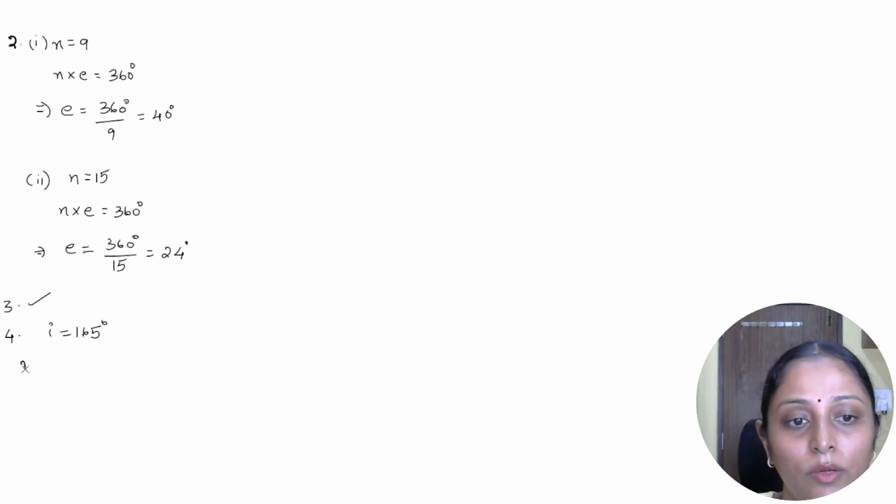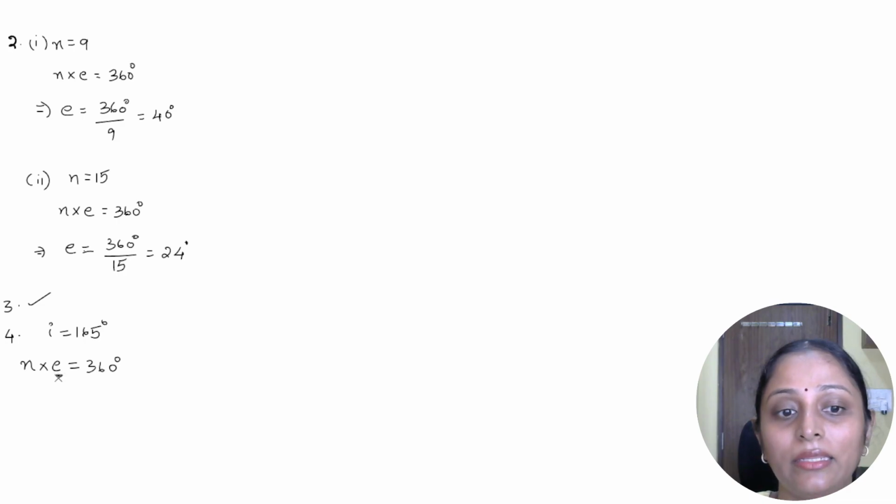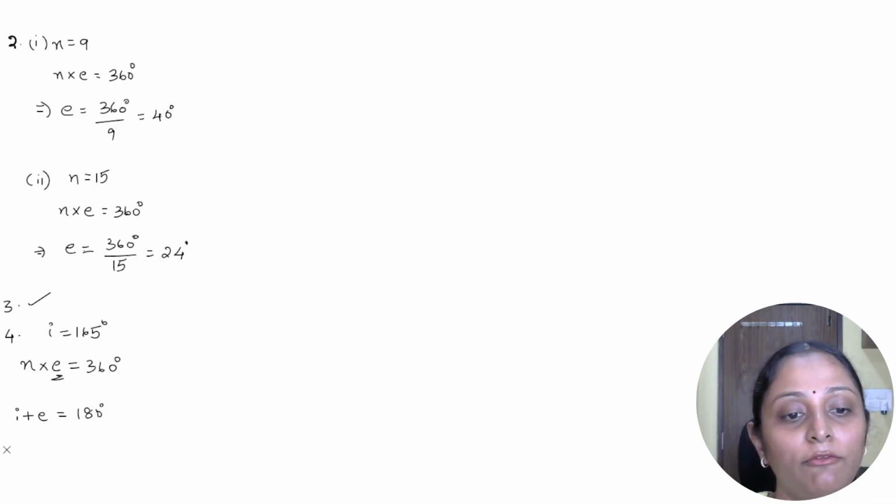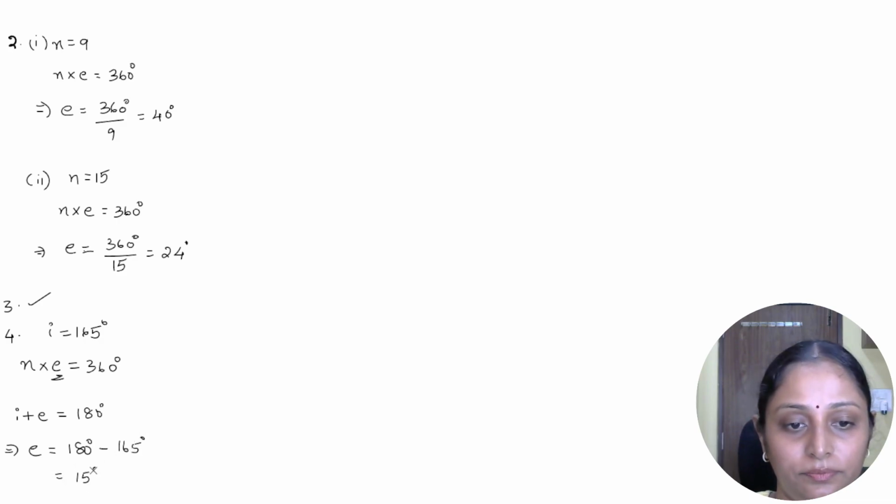Now because it's a regular polygon, I know that n into e is equal to 360 degrees. Okay. But in order to use this result, I need the exterior angle measure. And then I'll find out the number of sides. Now, is there anything relating this interior angle and exterior angle? Yes, we have seen the sum of interior and exterior angle for any polygon is 180 degrees. Therefore, exterior angle is equal to 180 minus 165, which is nothing but 15 degrees.